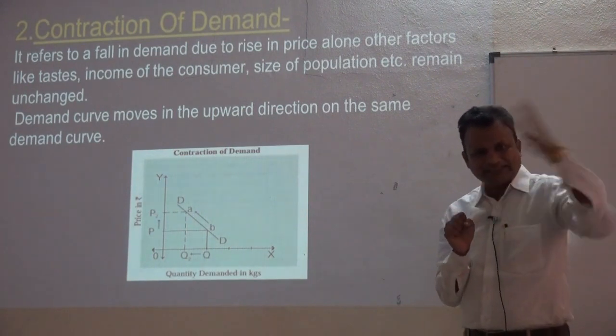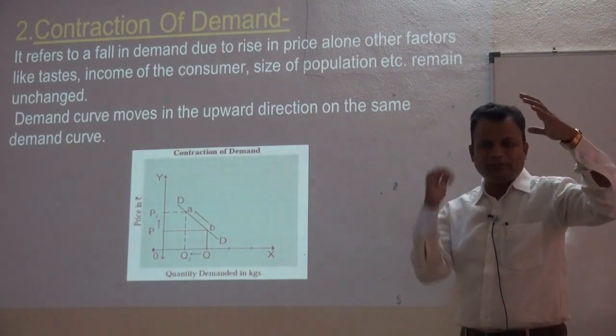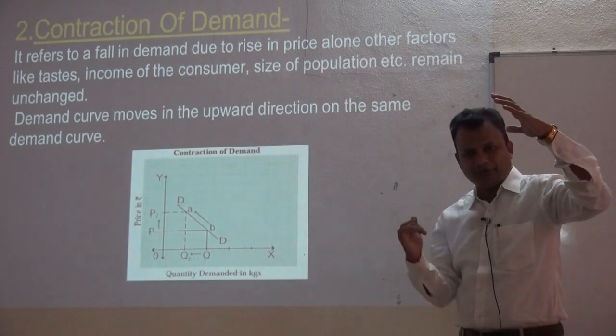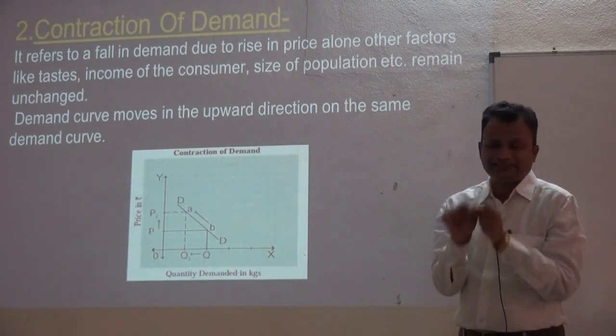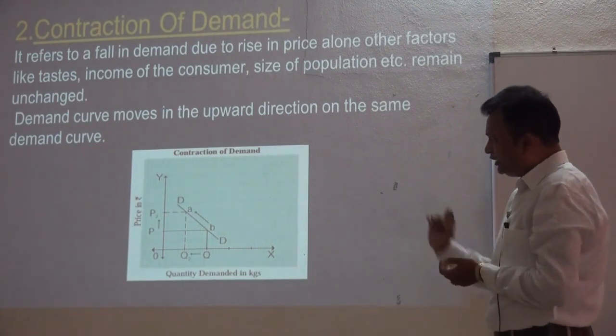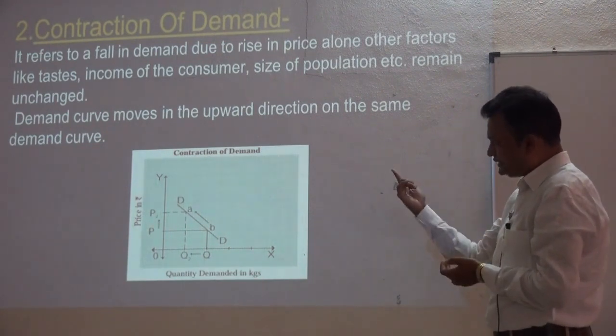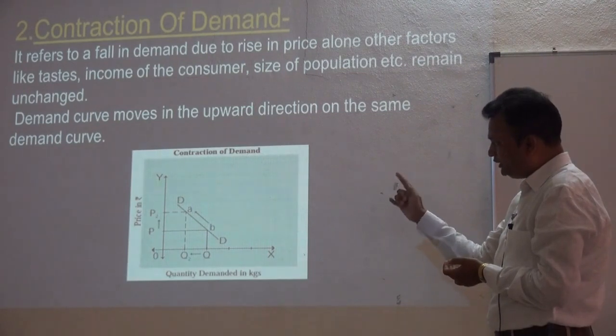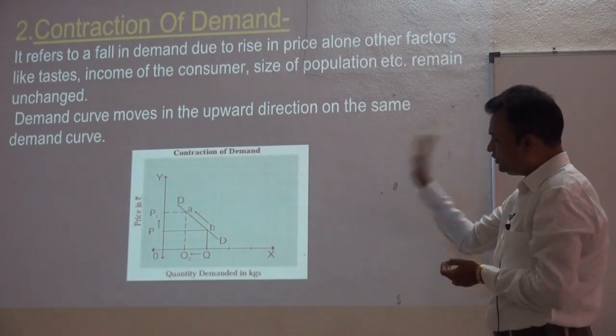As the price rises, and due to that the demand for the same product falls, that is considered a contraction of demand. In case of contraction of demand, due to an increase in price level, if the quantity of the commodity demanded falls, there is said to be contraction.